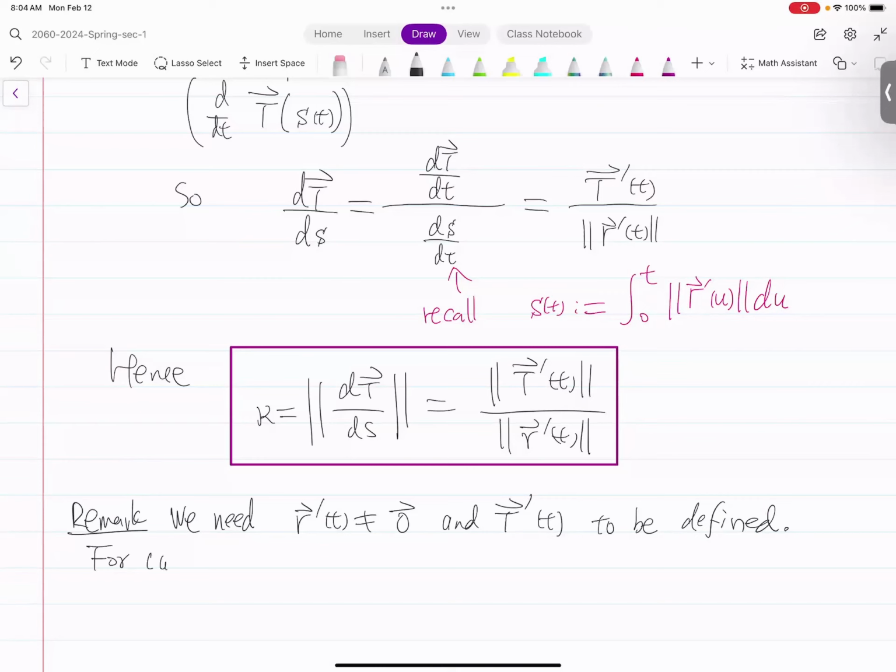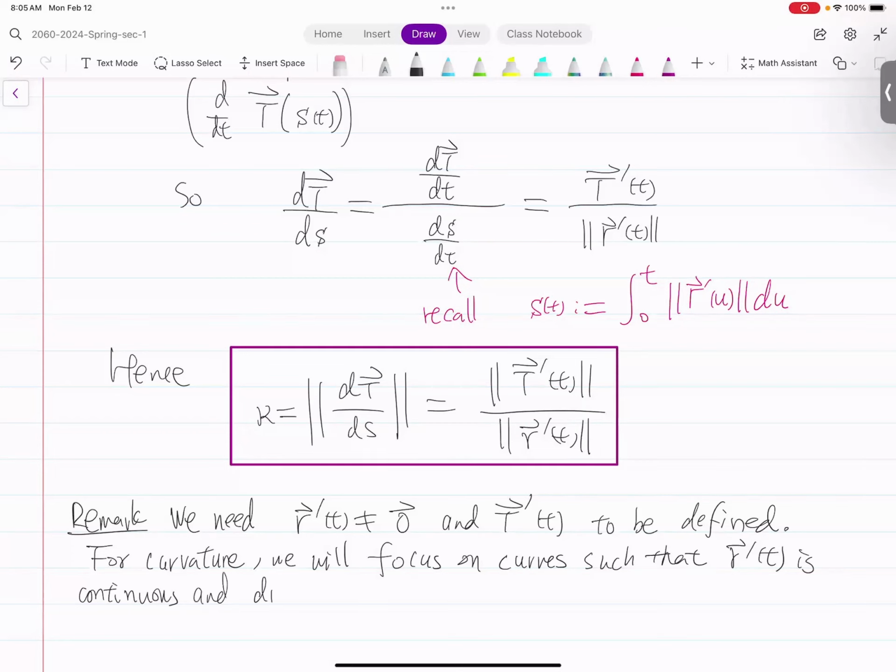For curvature, we will focus on those nice curves, such that the tangent direction is continuous and differentiable. And they are actually called smooth curves.